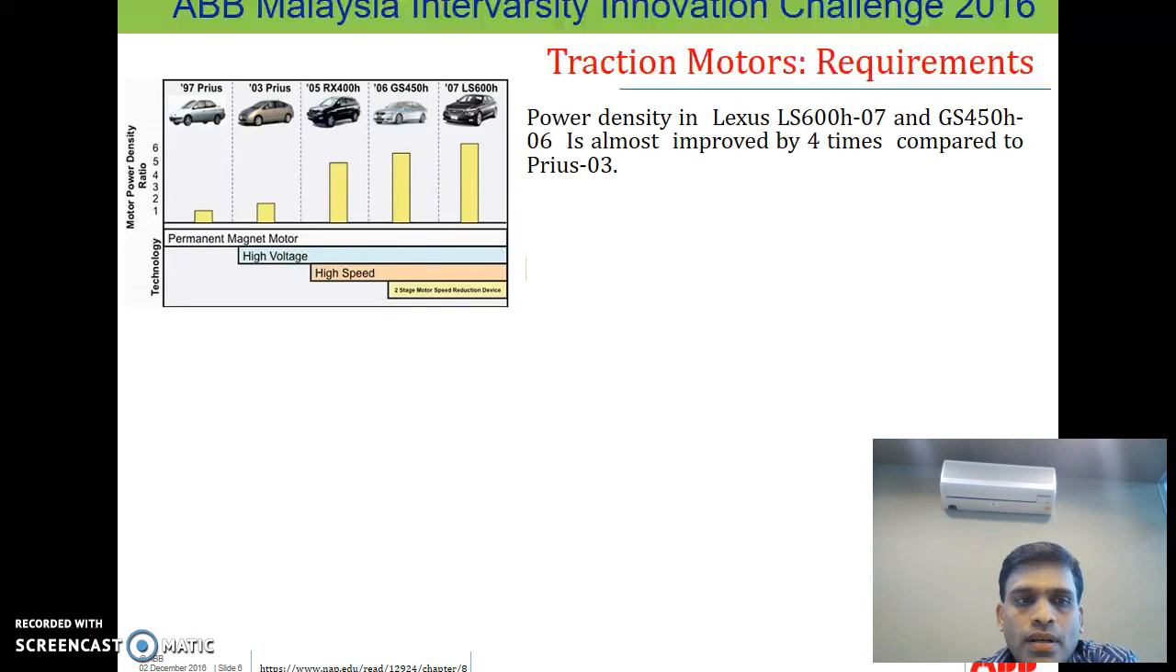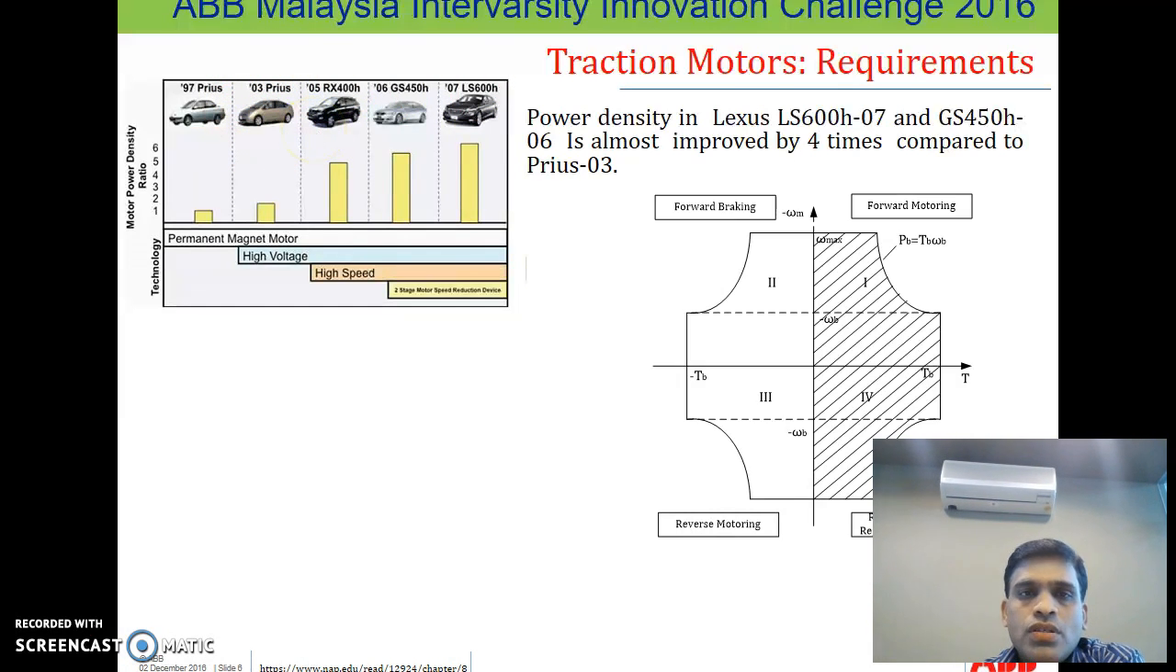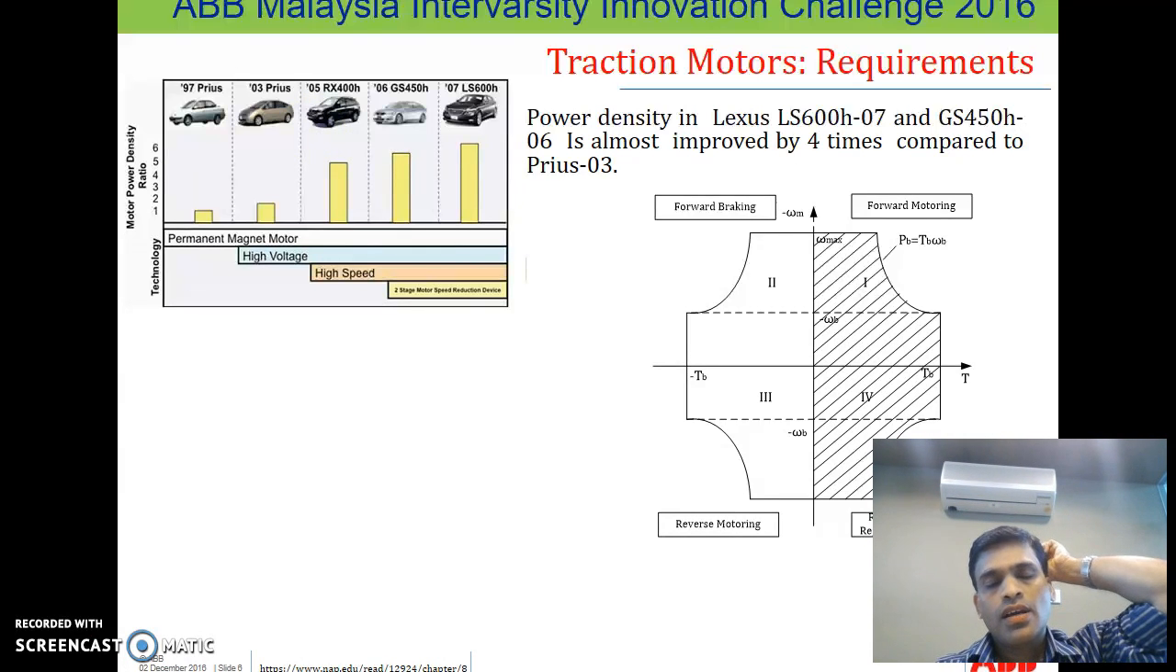Okay, so this is a simple representation for understanding the power density. So as we can see here, the road available Lexus is 4 times better than the performance of the Prius within the span of 4 years. So this is the way in which the traction motor technology or the HEV technology is moving forward.